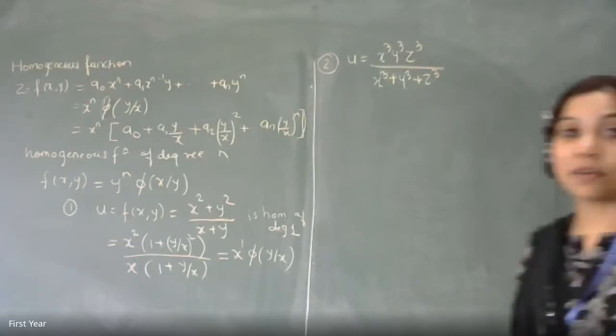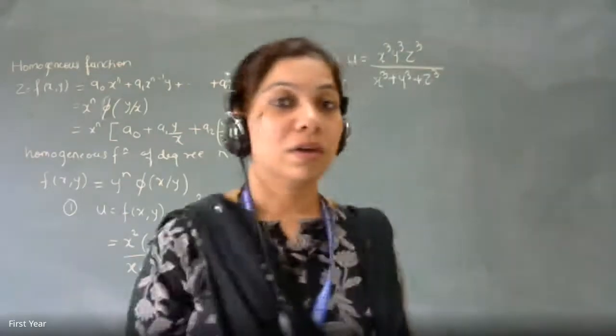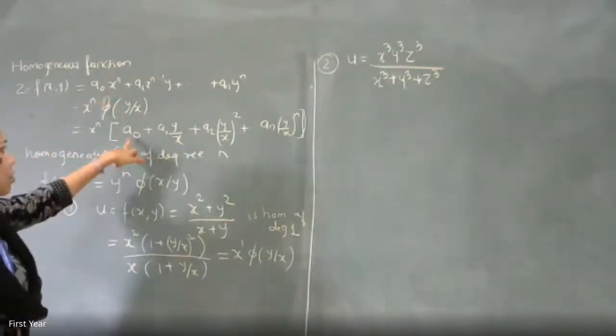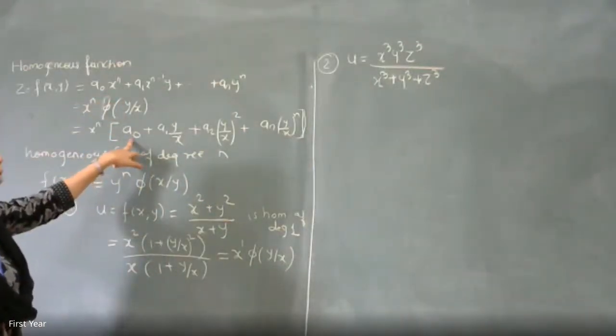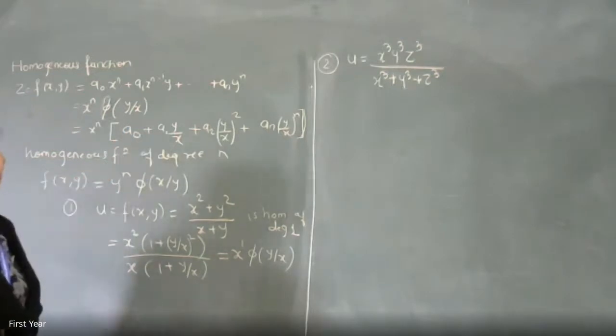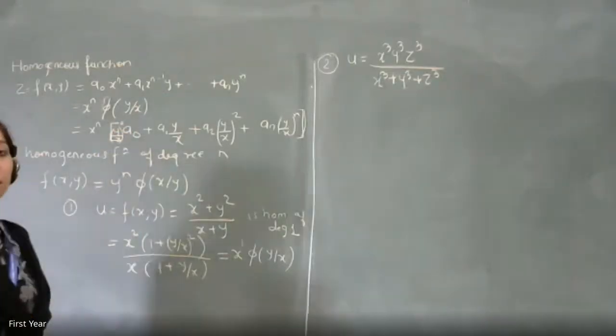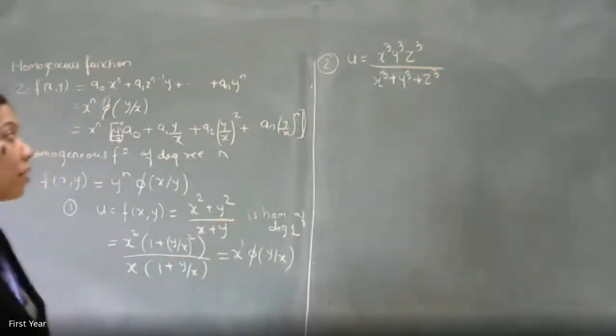Ma'am, what is A naught? A naught is a constant. It's a polynomial. A naught is a constant. So a constant can be written as y by x raised to 0. Okay. Yesterday I told you this. A naught can be written as A naught into y by x raised to 0. Yes. Now you try to do this.